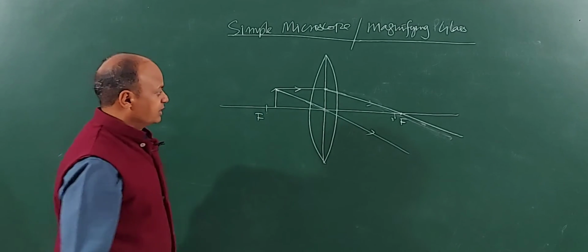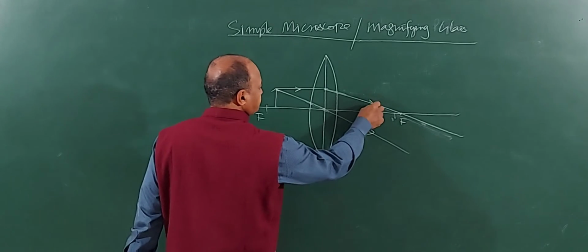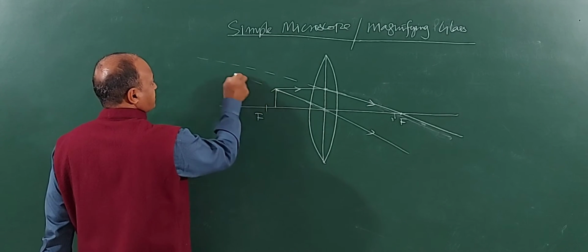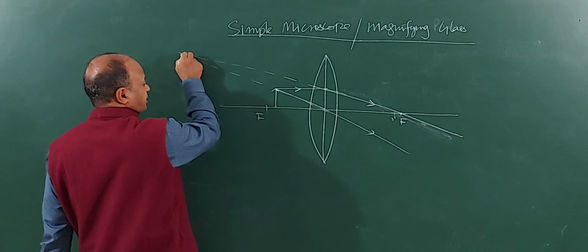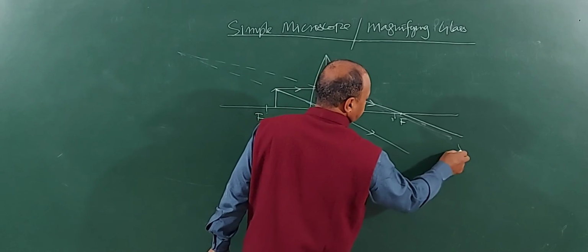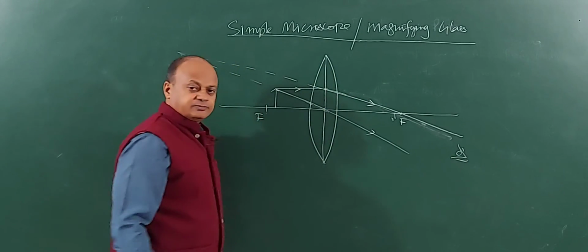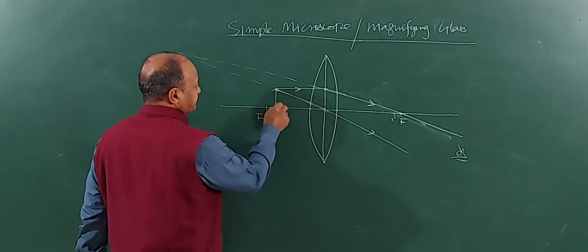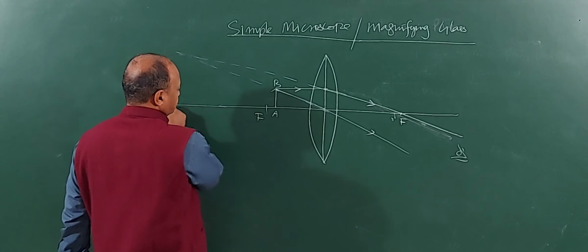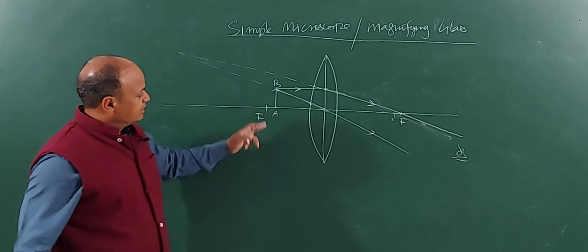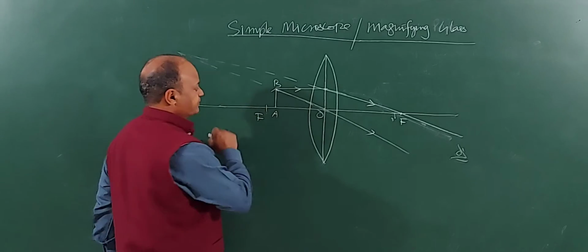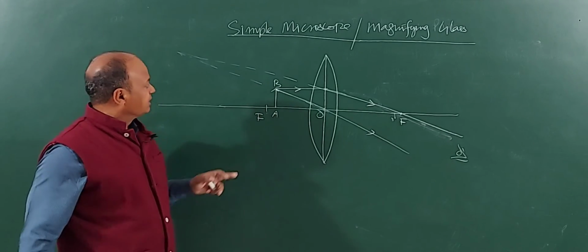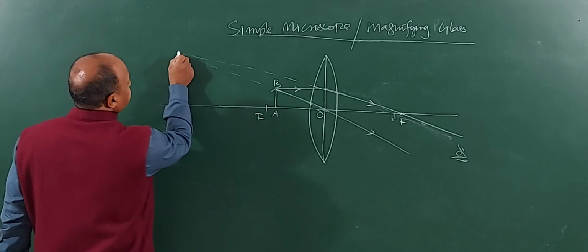Now if you extend these two rays backwards, you see the rays appear to meet here. And you are watching it from this side. When you watch it from this side, you place this object in such a manner between the optical center O and the focus F that the final image is sharp.